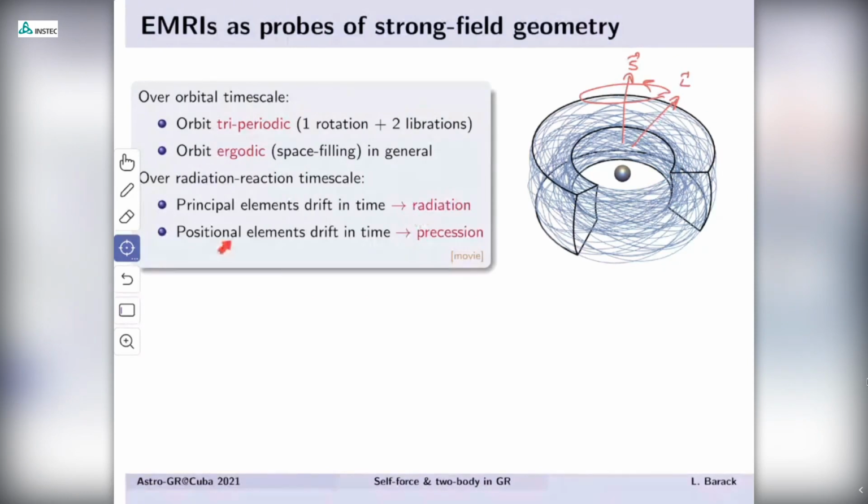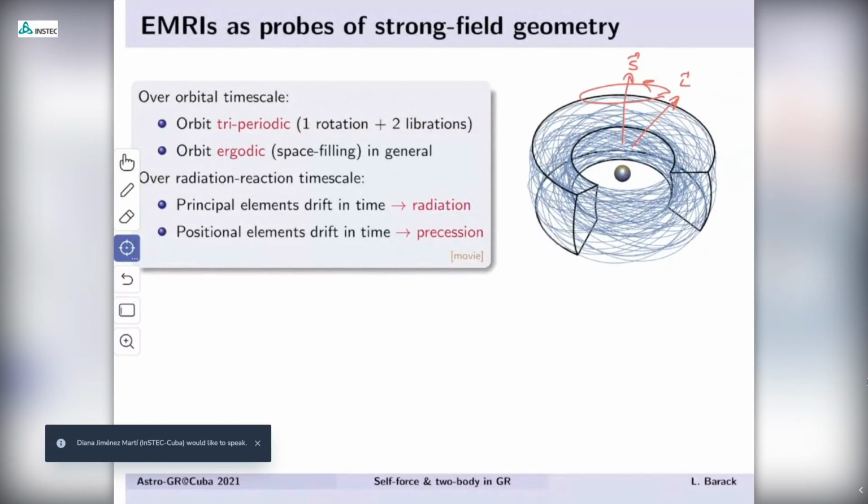But also the phases of the ellipse drift in time, and that changes the rate of precession. And this all leads to a very complicated kind of motion. And I'm going to play a movie to you that shows you how these things actually evolve in time.